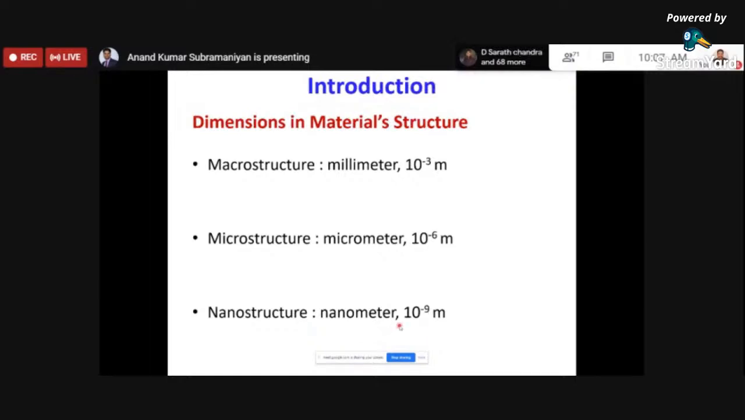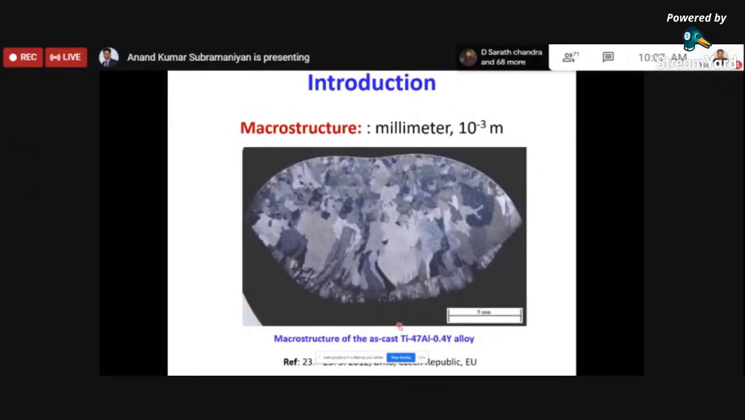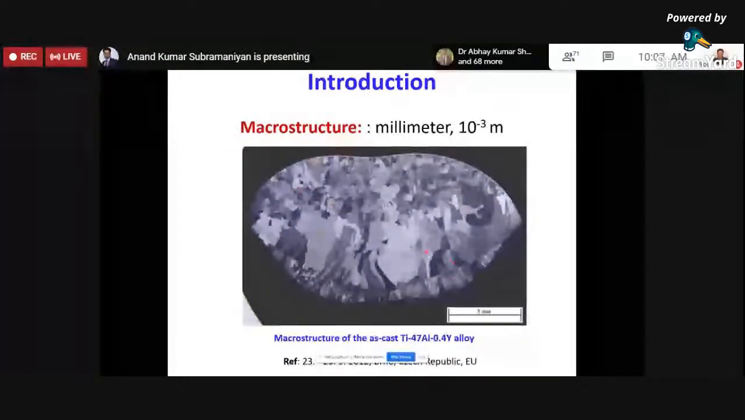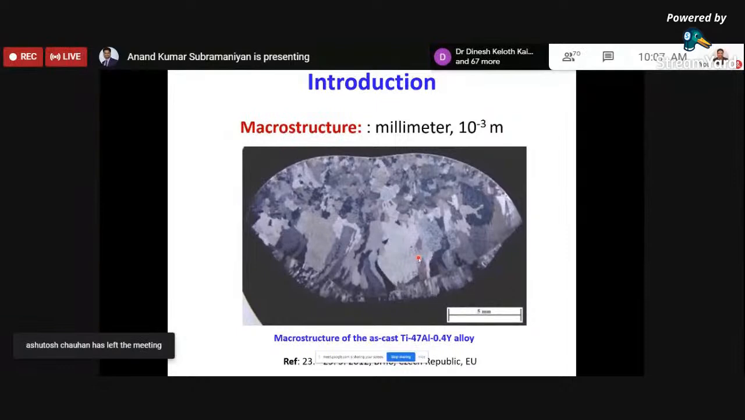So now, quickly, to get the feel of how a macro structure would look, this is a macro structure of a titanium alloy, and here you can see the micron marker bar, where the scale is depicted in terms of millimeter, right? And the features that you see in this macro structure, we can call them grains, and then there are grain boundaries, and so on and so forth. Different features can be obtained as we zoom in.